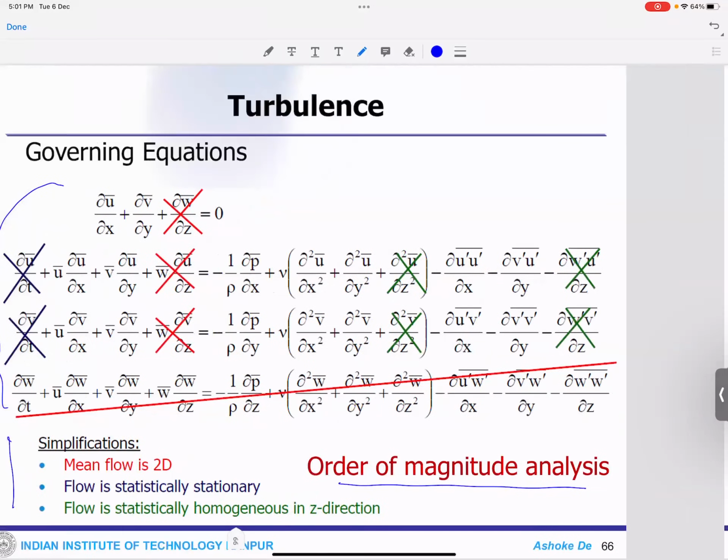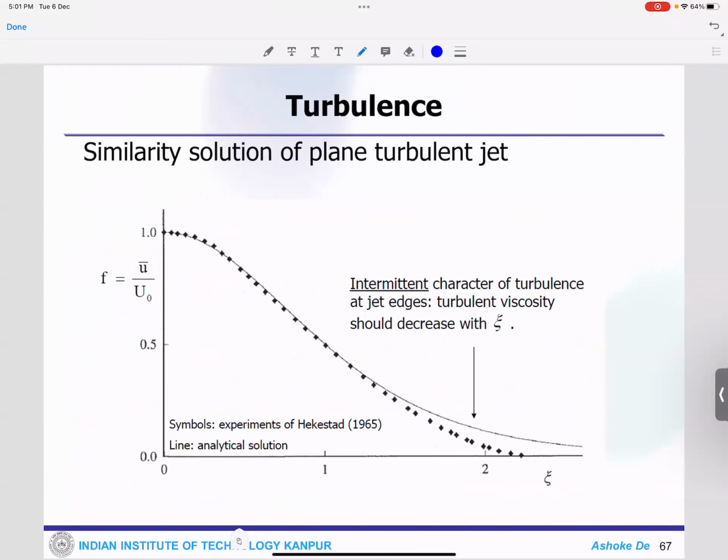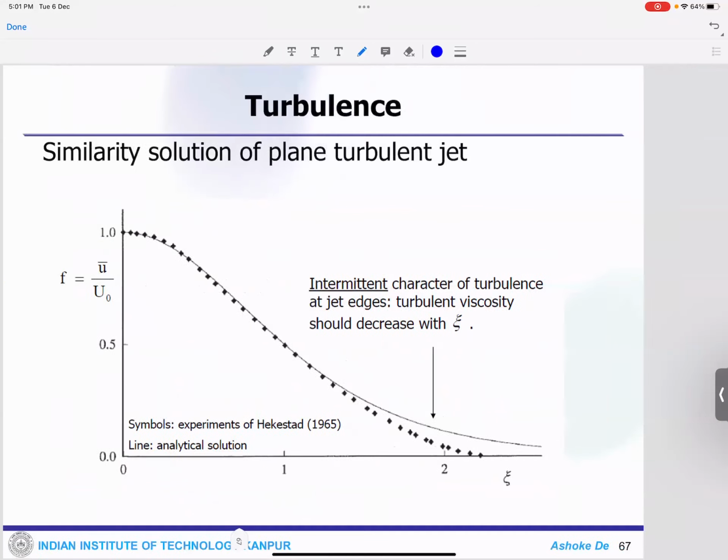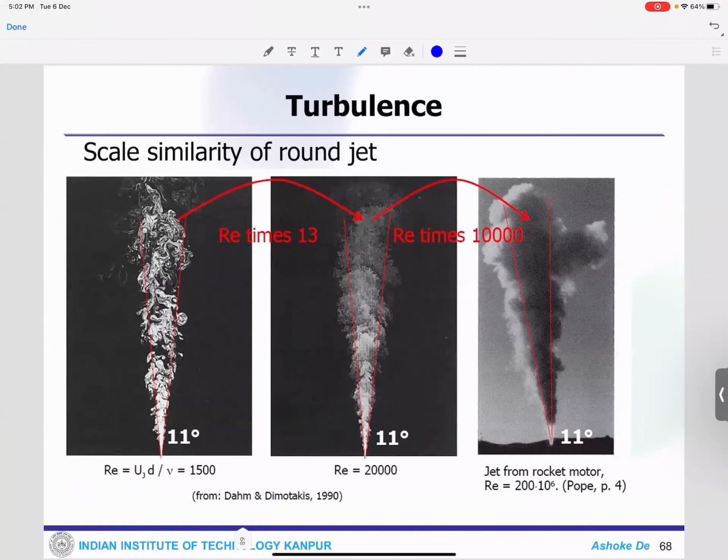If you do so, this is a typical similarity solution that you get for the plane turbulent jet. And now here you see the scale similarity, which we have been talking about. You see the Reynolds number, which is increased by 13 times. Here it is 10,000 times, but there is a similarity in the scale. This is what is called the scale similarity. But the size, I mean the scales of different flows, would definitely be different.